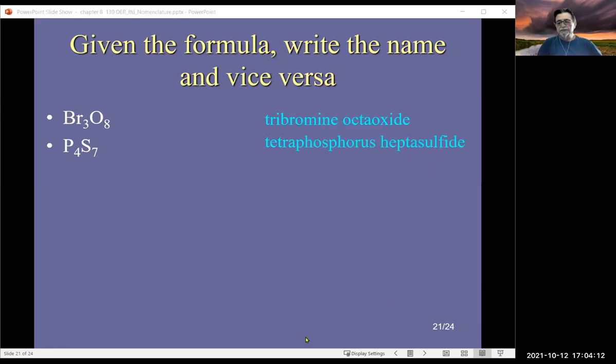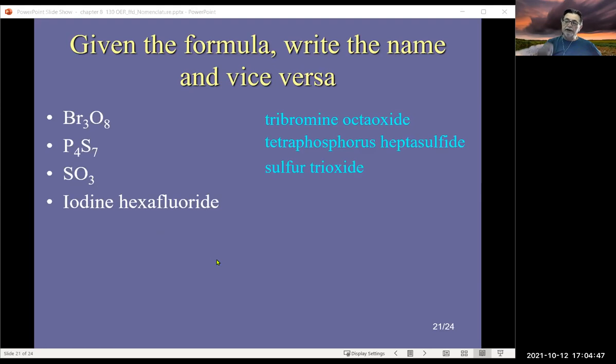So its name is tetraphosphorus heptasulfide. As in the case here, we got sulfur now, which is the central atom, so sulfur is the first name. And then we got oxide, 3 of them. So it becomes sulfur trioxide, just like sulfur dioxide, carbon dioxide, carbon monoxide.